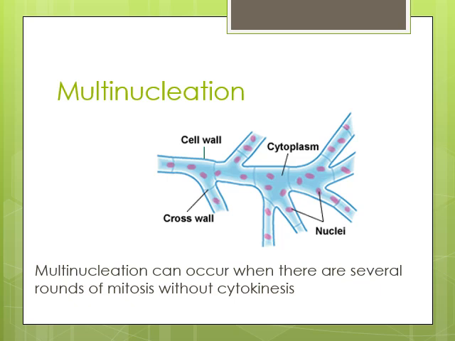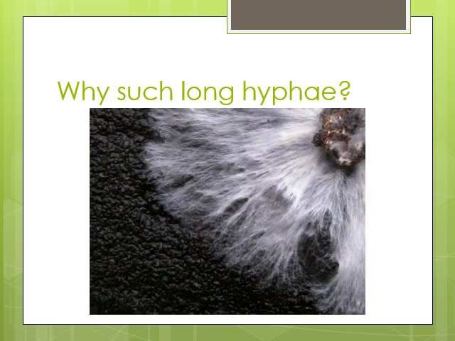Septate, separated. Aseptate, not separated, no cell walls. So these hyphae extend out in all directions. In fact, if you were to take a fungal spore and put it into a liquid, it will grow into a big ball of hyphae.